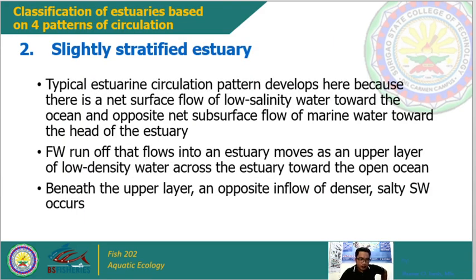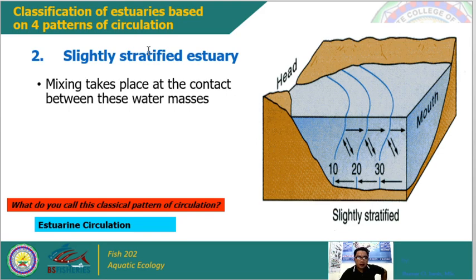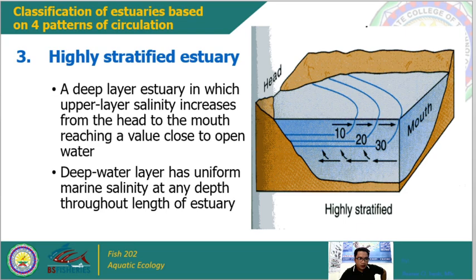That's basically the one of the explanations, and then slightly stratified, the same, no? What do you call this classical pattern of circulation? We call this as estuarine circulation. All right. The third one is what we call as the highly stratified estuary. When we say highly stratified estuary, from the word stratified or stratification, stratification means layering.